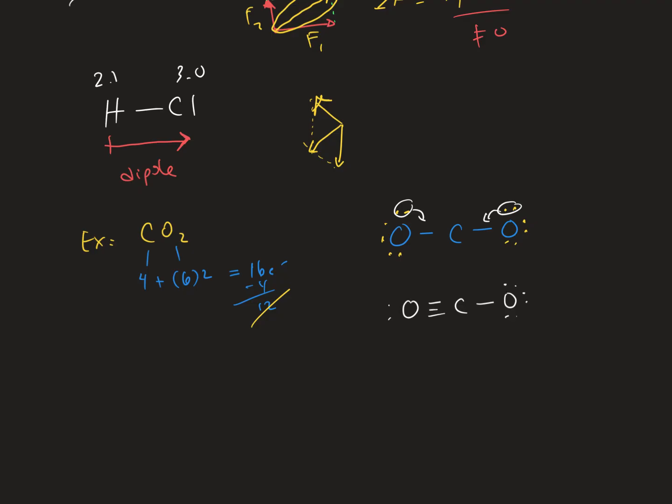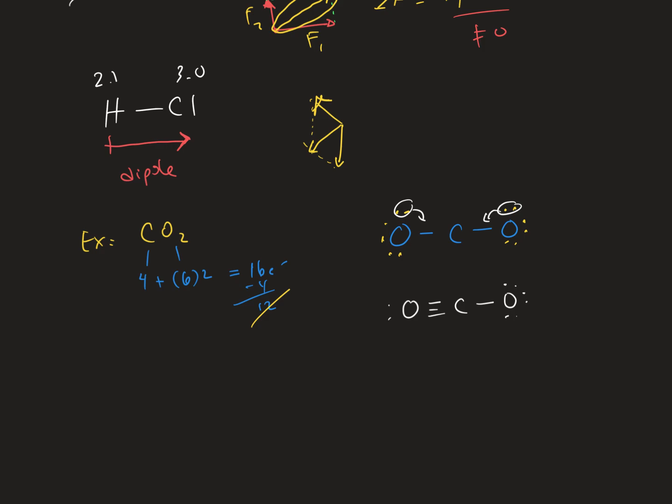Does everything have an octet? It does. Everything has an octet. What do you think? Should we draw it that way? No, because it's not balanced. It's not symmetrical. Symmetry is the best, right?